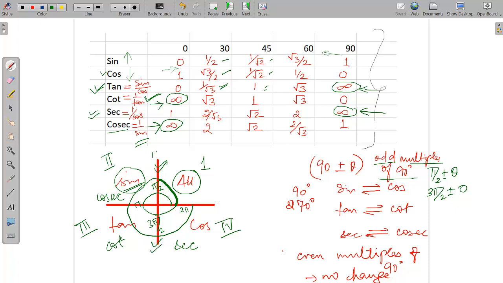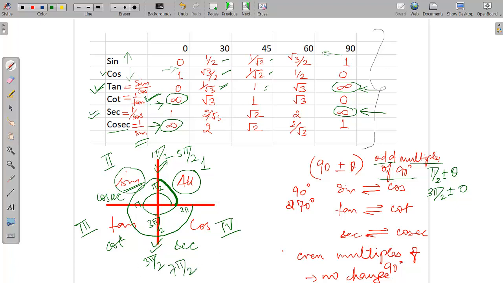This is 1 pi by 2. This is 3 pi by 2. Again, if you see, it is 5 pi by 2. If you make a round again, so this is pi by 2, 2 pi by 2, 3 pi by 2, 4 pi by 2, again 5 pi by 2. And this will come again 7 pi by 2.